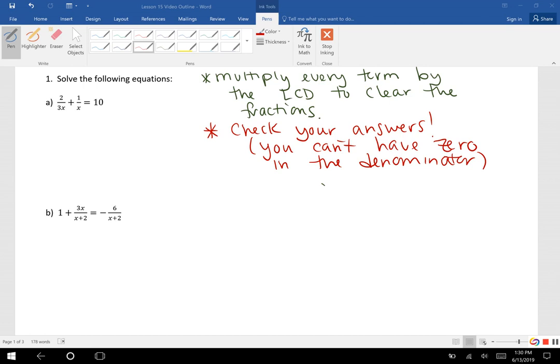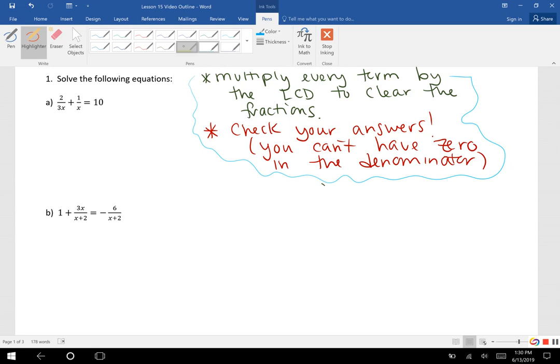The other difference is with rational equations, when you have x's in the denominator, you do have to check your answers. And by that I mean you have to make sure that you don't get any zeros in the denominator. We learned that we're not allowed to divide by 0. So if the answer gives us a 0 in the denominator, it actually doesn't work. We say it's an extraneous solution. So let's take a look at a couple of examples.